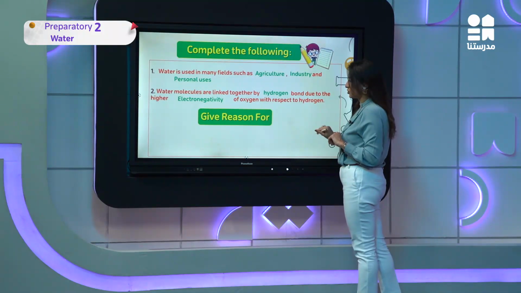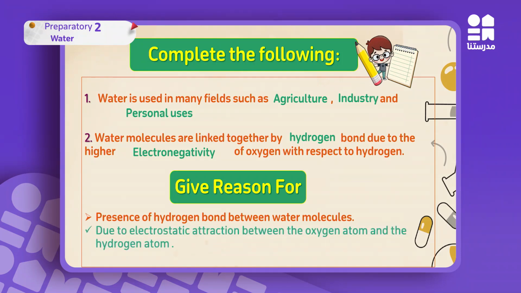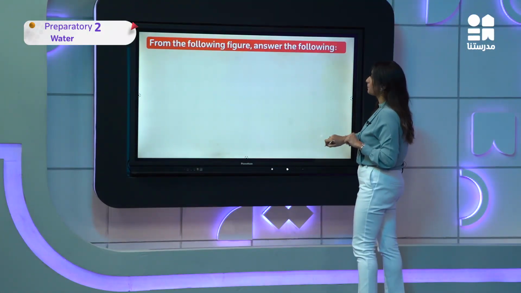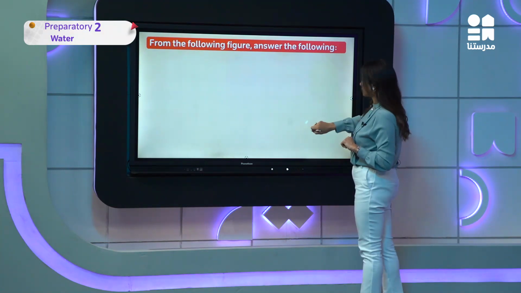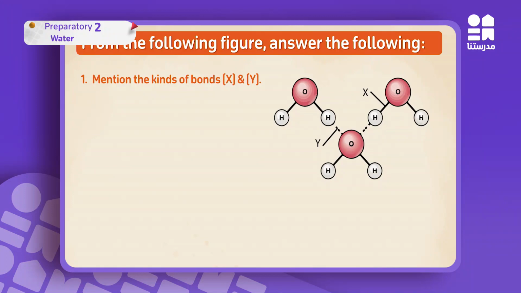Okay, a give reason question. It's a very important question. It says: presence of the hydrogen bond between water molecules. Why is it present? Due to the electrostatic attraction between the oxygen atom and the hydrogen atom. Okay, from the following figure, answer the following. I have a drawing. This drawing represents 3 water molecules.